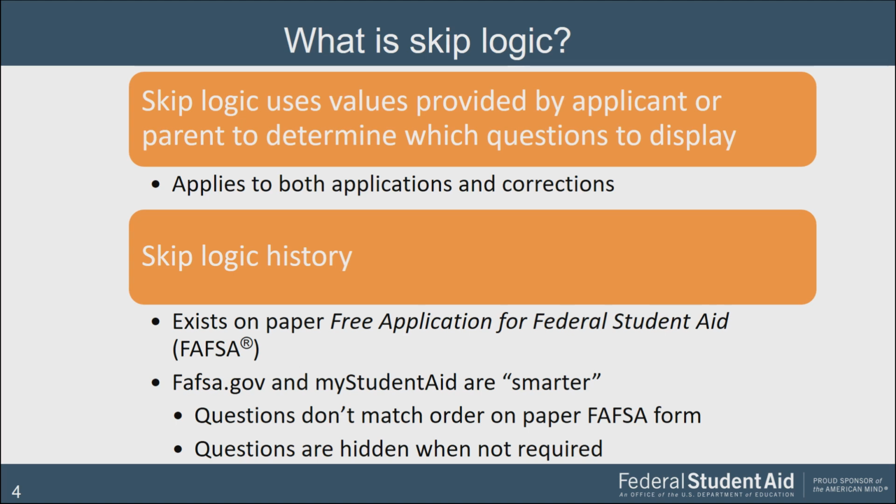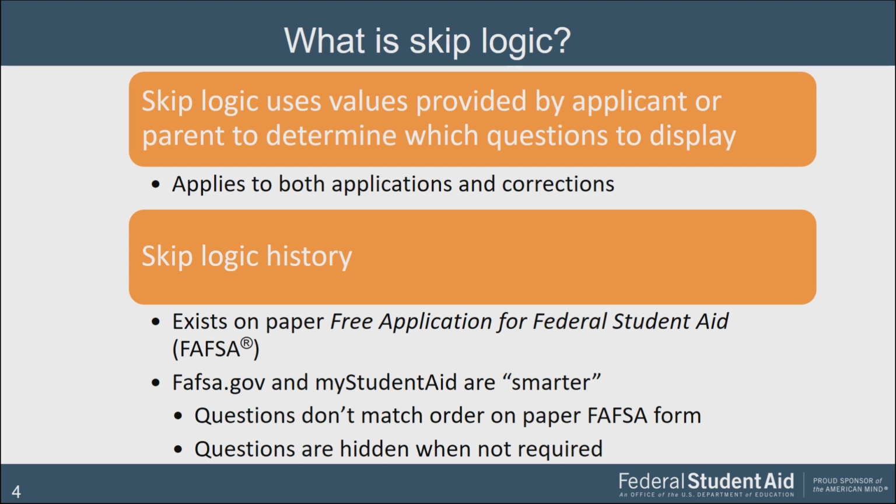Skip logic has been around since the paper FAFSA forms started. If anybody's ever gone back and looked at the paper FAFSA or the PDF FAFSA, you'll see the earliest versions of the skip logic were: if you answered A to this question, skip 2 questions down. If you answered B, go to the next question. That was our earliest form of skip logic, where we were guiding the student and the parent through the form to help them indicate that they don't need to actually complete all the questions on the form.